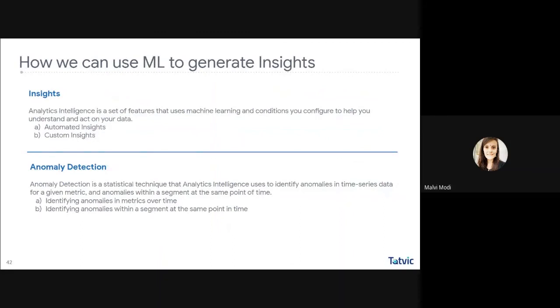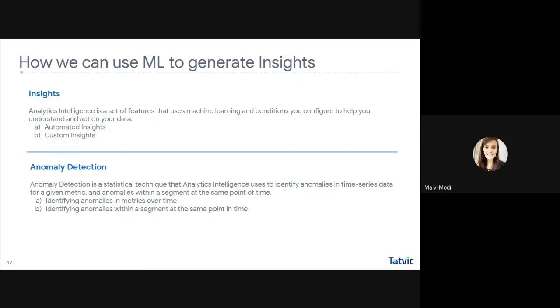Now, coming to this part, analytics intelligence is a set of features that uses machine learning and conditions you configure to help users understand and act on your data. So this is basically an insight part which Google Analytics 4 offers us. Though we have 2 reports right now available with us, Google is planning to provide more reports as well. Here, Google Analytics uses machine learning capabilities to provide us insights: one is the automated insights and the custom insights, and the other is the insights based on anomaly detection.